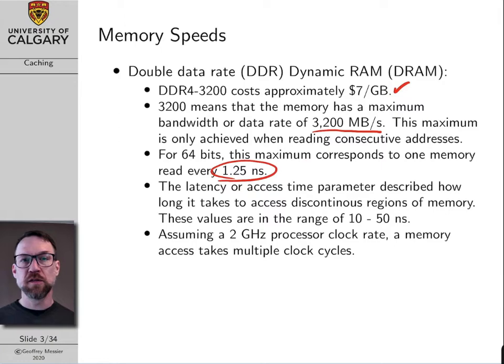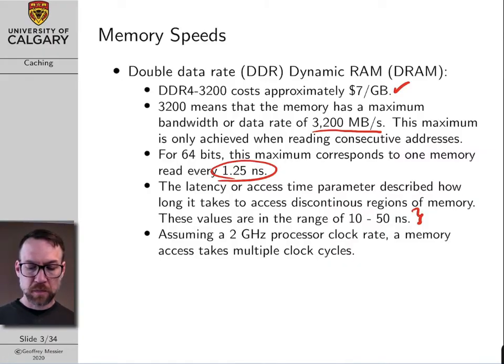And this is where the latency or access time parameter of memory comes into play. The latency is basically how long it takes to access discontinuous regions of memory. If you have an address way down, like an address that's all zeros, for example, and then you want to jump up to an address that's all ones, those obviously aren't consecutive addresses. And when you make a big change in the address that you're trying to access, all of a sudden your access time jumps from 1.25 nanoseconds to about 10 to 50 nanoseconds for DRAM.